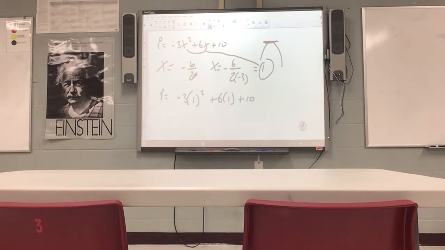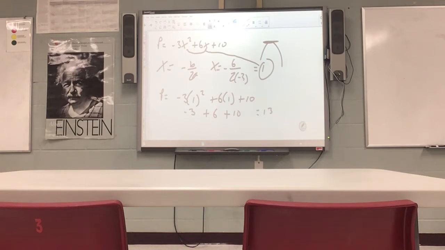This was early on in the unit when we did standard form, but we did this a lot. So it's been a few weeks, but we did a lot of this. 1 squared is 1 times -3 is -3. 6 times 1 is 6. -3 plus 6 is 3. 3 plus 10 is 13. So we got 13.